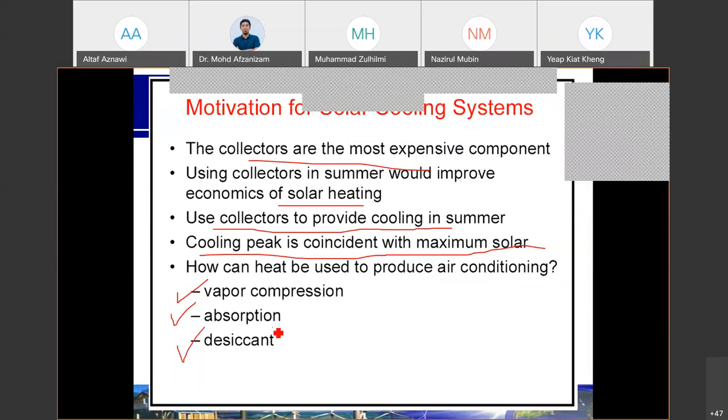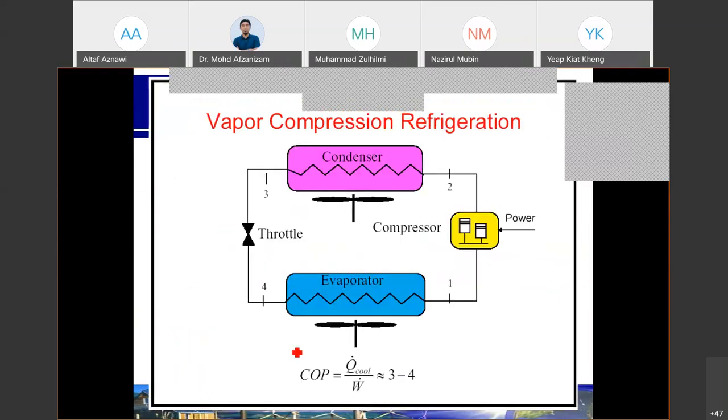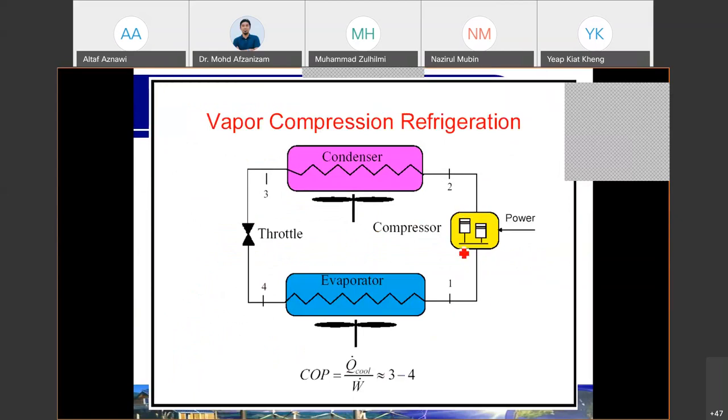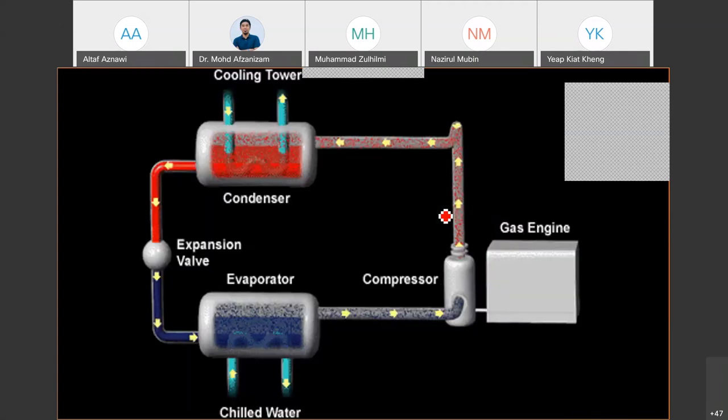Okay, maybe I want to try to highlight the desiccant first. I think this might be new for you guys. Okay, so this one is a basic refrigeration system. Okay, power, evaporator, condenser, everything. Okay, throttling valve. So this is the circulation. So condense water, throttle to give the pressure difference, and the evaporator to cool the system and get it back to the power and circulate from time to time. Okay, so this is the thing.